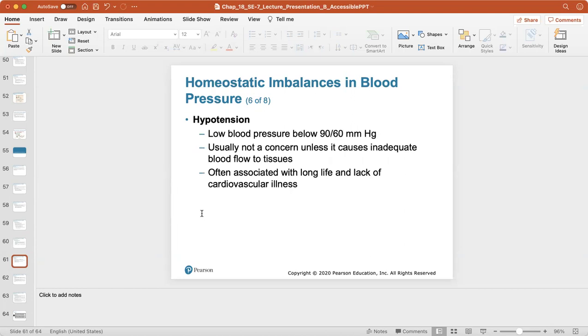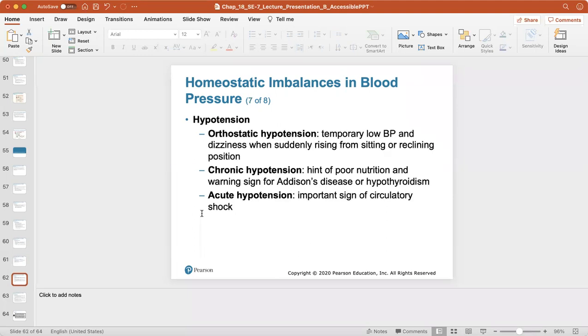Hypotension is extremely low blood pressure. It's anything below 90 over 60. It's usually not a concern unless it causes inadequate blood flow to the tissues, and it's often associated with long life and lack of cardiovascular illness.